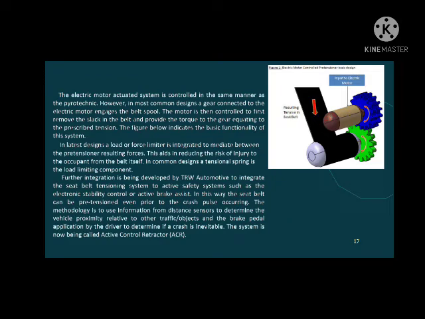Both pre-tensioners are designed to slacken off slightly around the same time the airbag deploys. This can be around 30 milliseconds after the collision. This slight lapse allows the passenger to have controlled contact with the airbag.